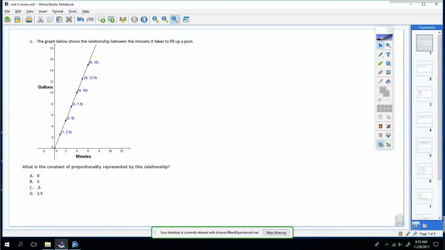For review, tomorrow you have the Unit 4 test. There's only 8 questions on this test. I'm generally hoping you'll do well with them. If you do well on the review, you should do well on the test.